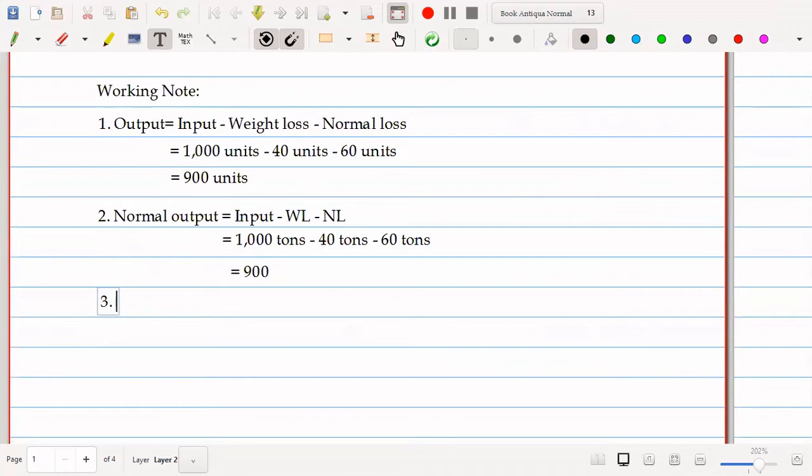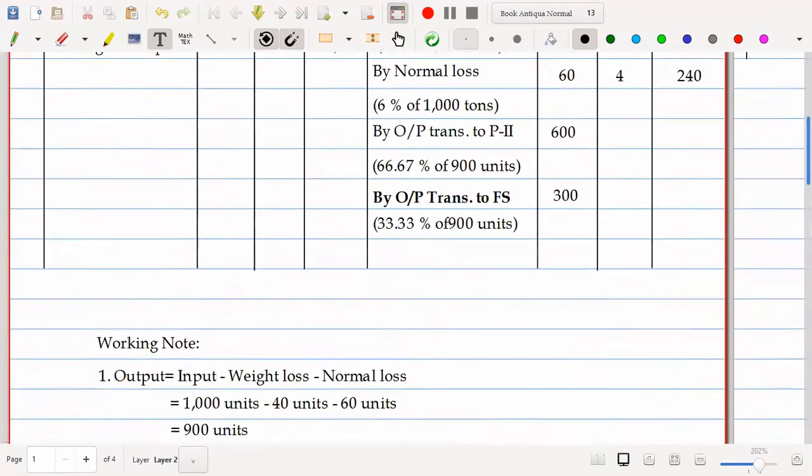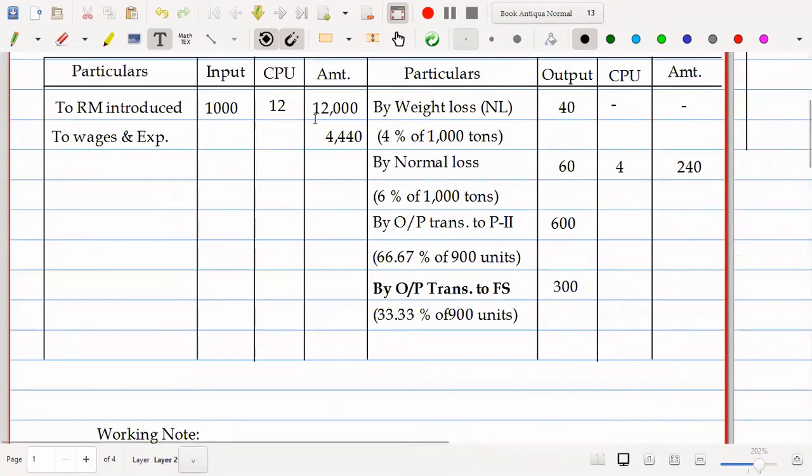Let us see what is CPU. CPU is equal to total expenses, you all know this, total expenses minus scrap value divided by normal output. Let us check here what is the total expenses. Total expenses is 12,000 plus 4,440. It comes to 16,440.